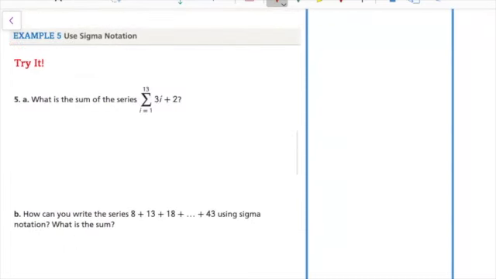All right, sigma notation. This looks crazy. This looks difficult. It's not. It's just kind of like I've said before, math has its own language. And so if you know what it means, it's not hard. But if I don't know the language, then it's hard.